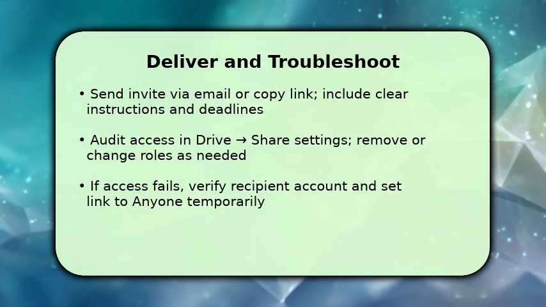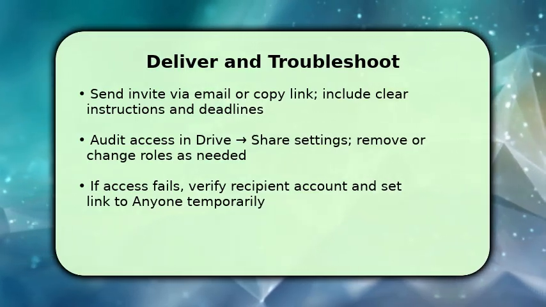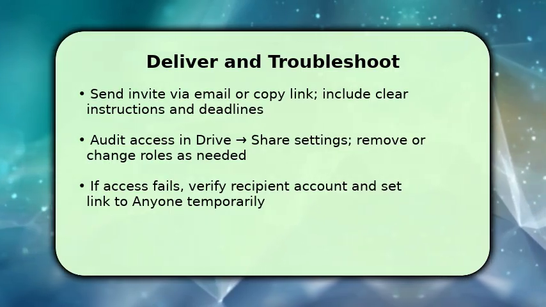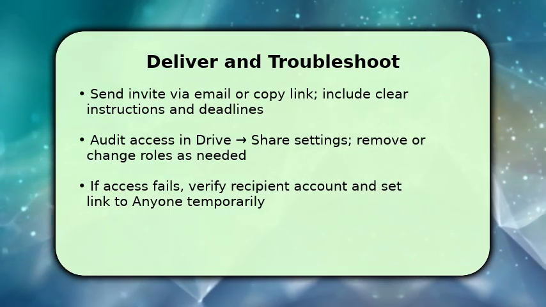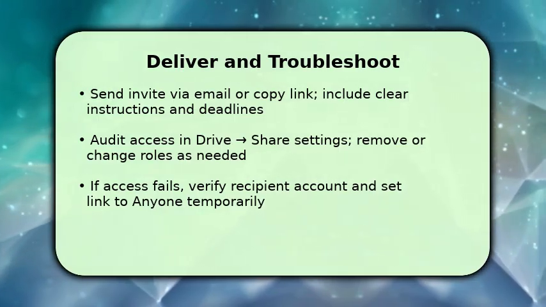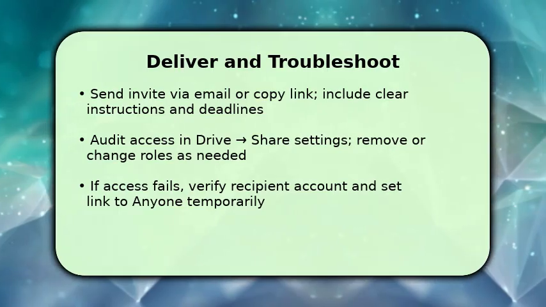If someone reports access errors, first confirm they signed in with the correct Google account. If that fails, temporarily set the link to Anyone with Link and then restore restrictions after access is confirmed. This two-step fix resolves most sharing hiccups.